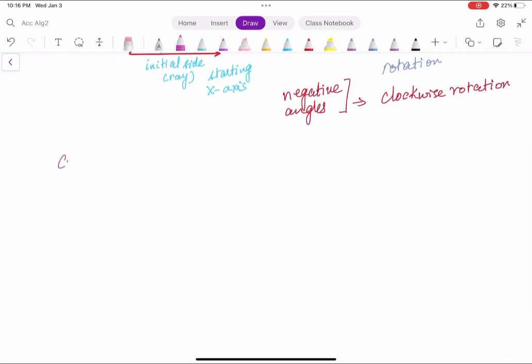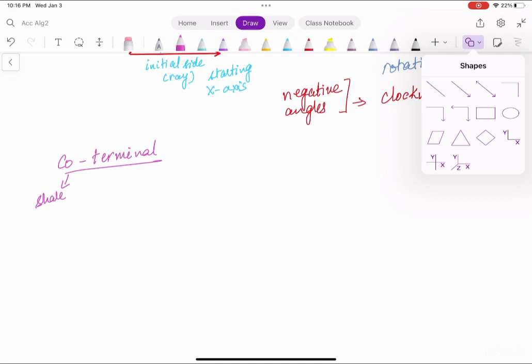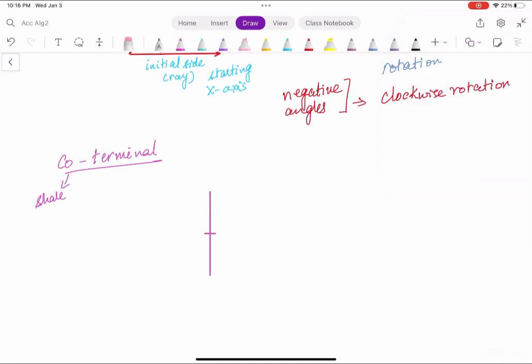Now with that, there is something called co-terminal angles. We just learned what the terminal sides are, right? When we are talking about it, co implies to share. So when two angles share the same terminal side, those angles are called co-terminal angles.